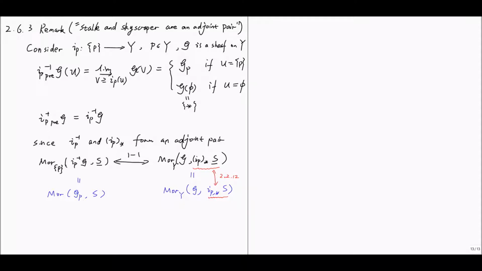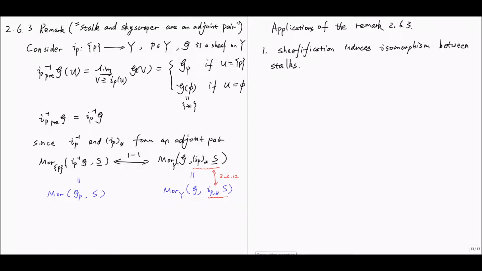This remark is also very useful. And now let's see two of its applications. First, let's see that sheafification induces an isomorphism between stalks. We are going to prove that if there's a sheafification, then there's an induced isomorphism between the stalk of G at P and the stalk of its sheafification at P for any P in Y.